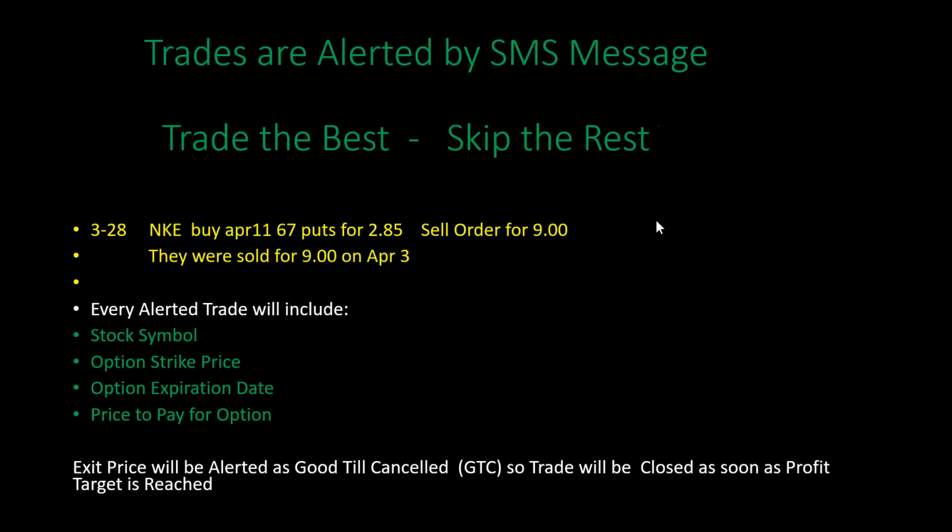Now to quickly cover the alerts, just so you can see what it's going to look like. We trade the best, skip the rest, obviously. But this is what the alerts look like. Again, you're going to see the stock symbol, the strike price, the expiration date, and the price to pay for the option. So this was the alert that went out when I first put it on 3/28. You would get an alert that says NKE Nike, buy the April 11th 67 puts for 2.85. That's the alert you would have received.